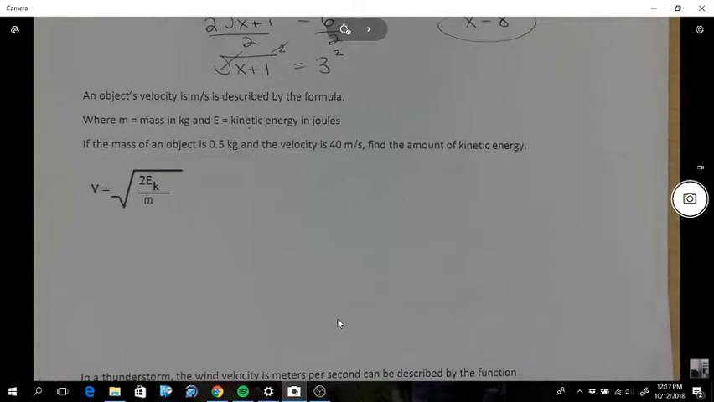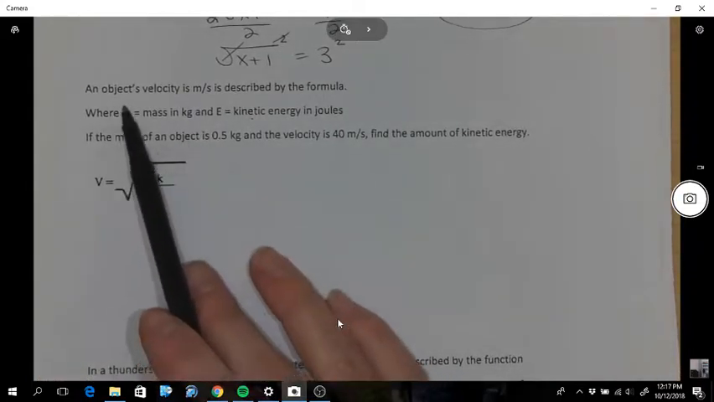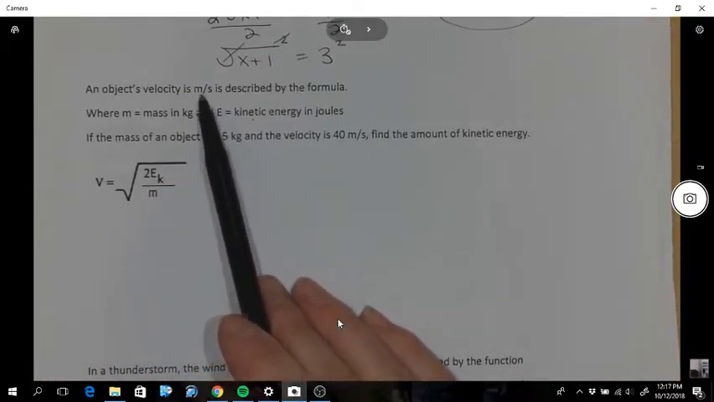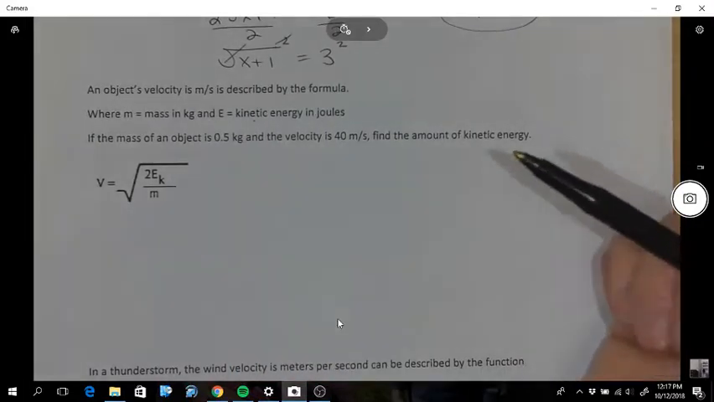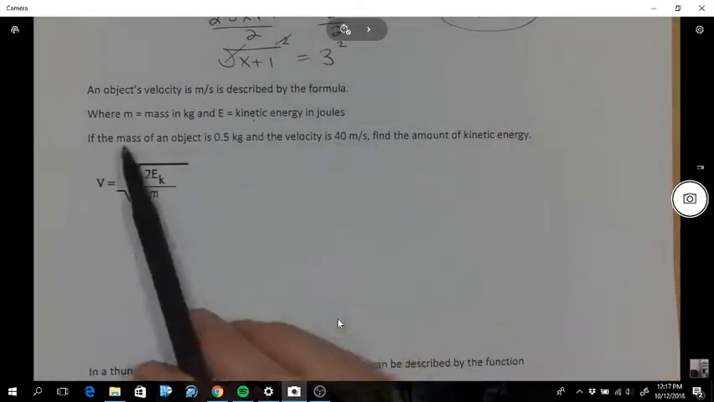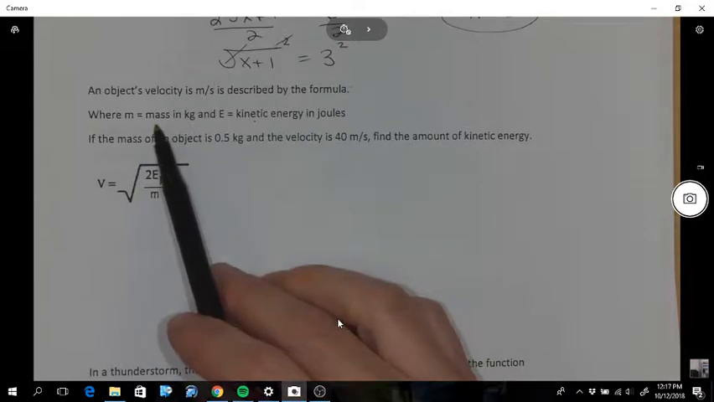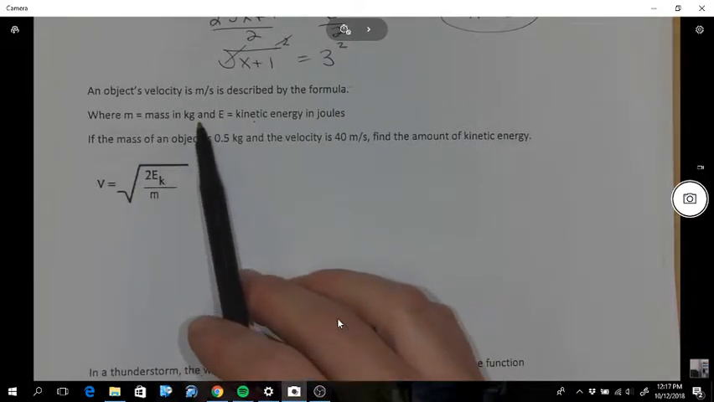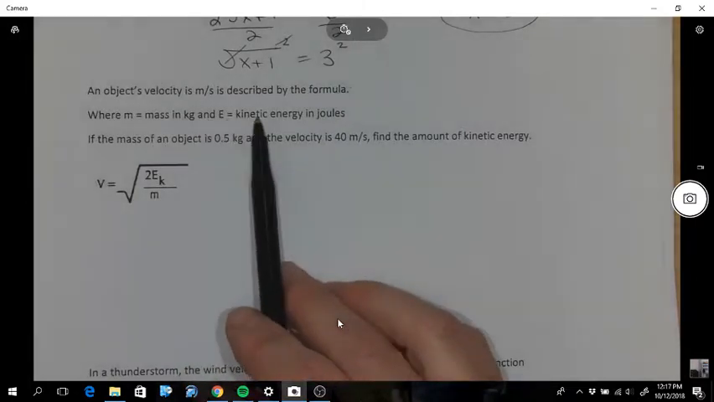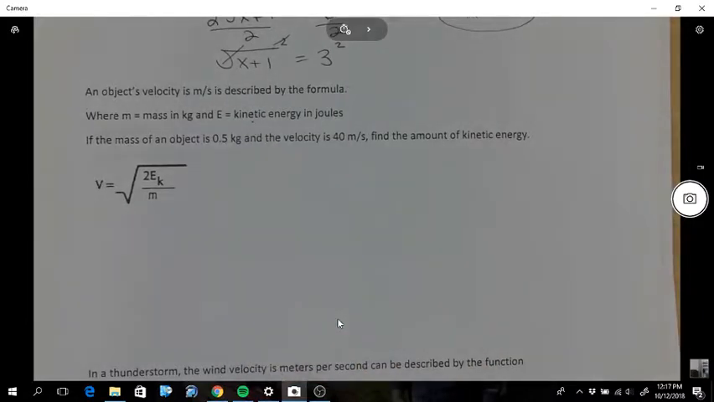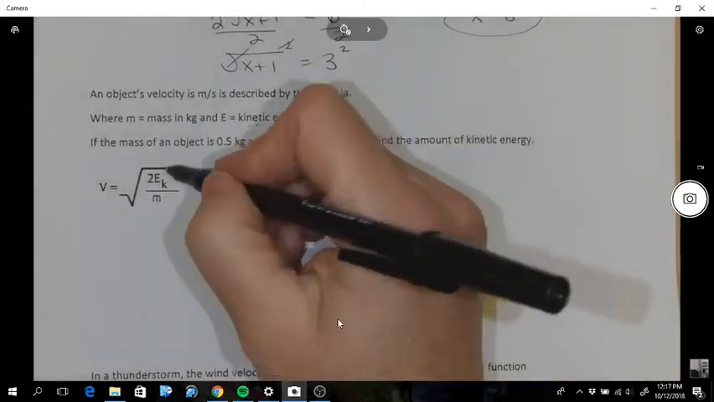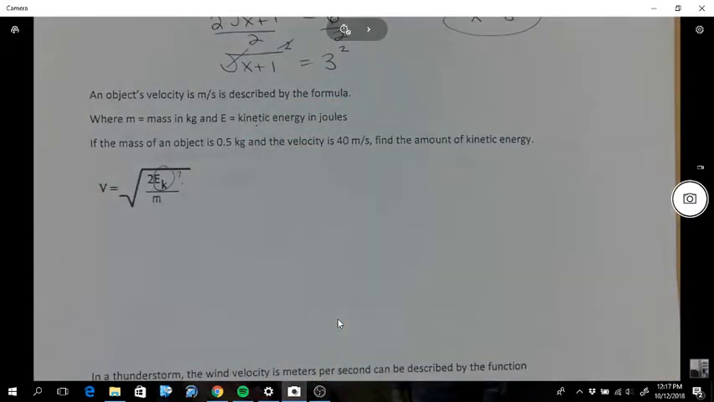All right, next problem. An object's velocity in meters per second is described by the formula, where mass is represented by m, and that's in kilograms, and E is representing kinetic energy in joules. If the mass of an object is 0.5 kg and the velocity is 40 meters per second, find the amount of kinetic energy. Okay, so this is what we're trying to find.